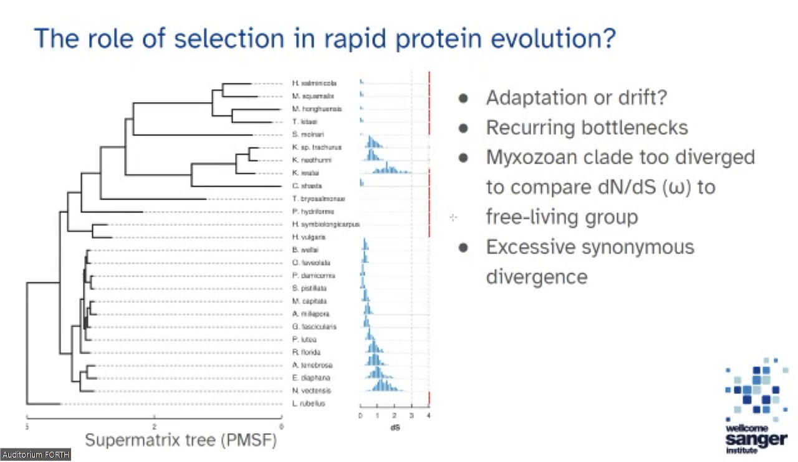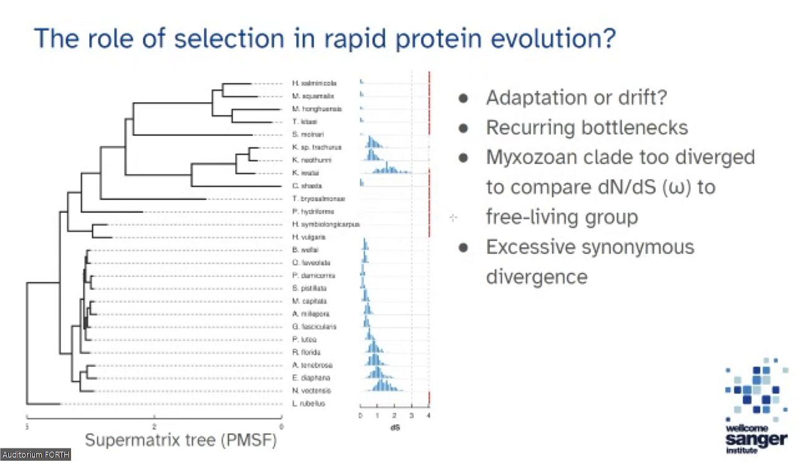Another is, because of their life cycle, which has two hosts, they get bottlenecked over and over again. That might increase the rate of drift and allow them to fix more deleterious substitutions. So I wanted to see if I could find a difference in constraint between the myxozoan and the free-living branch, but it turns out they're actually too far apart. And if you try to do that, you get bizarre values.